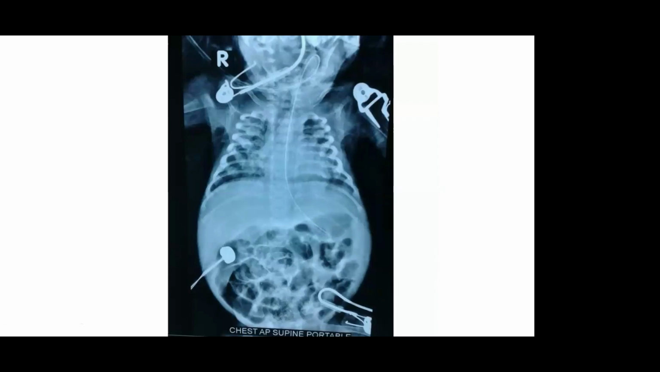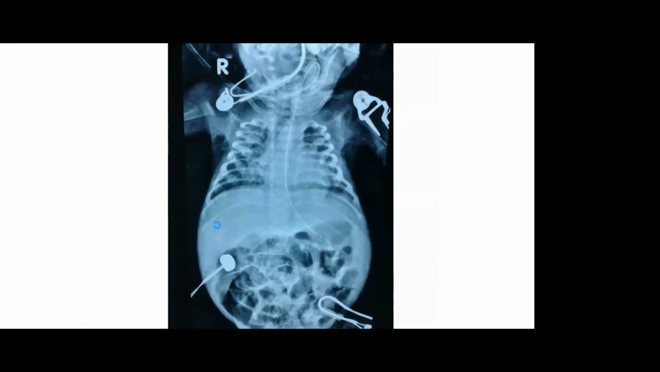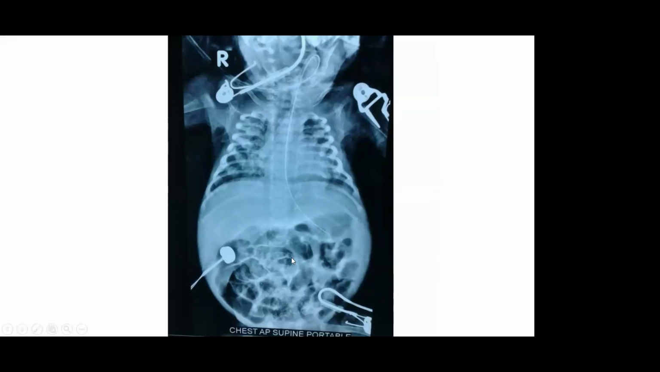So this is the clue. The baby has BPD. Okay, the diagnosis is out. What else can you see? Can you see this cupping of ribs? So this is cupping and fraying of ribs. So this baby has bad osteopenia simultaneously. Not only the lung, his nutrition has also taken a beating.